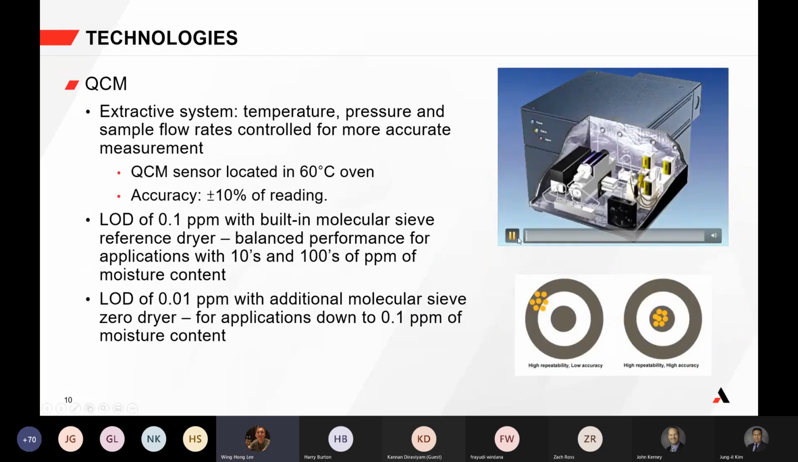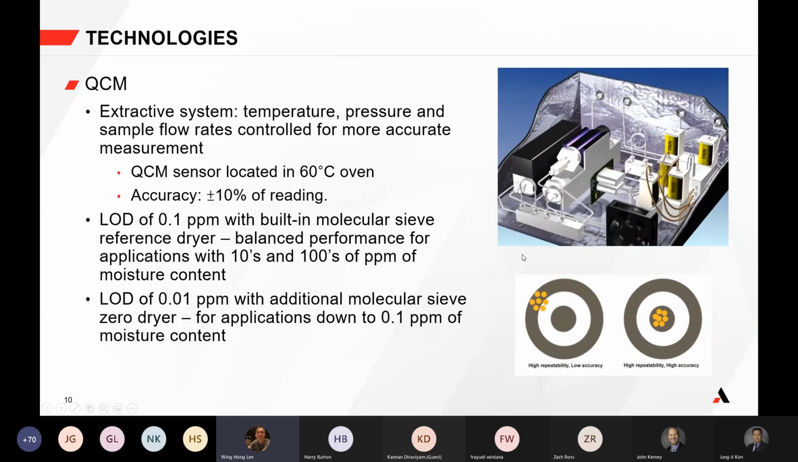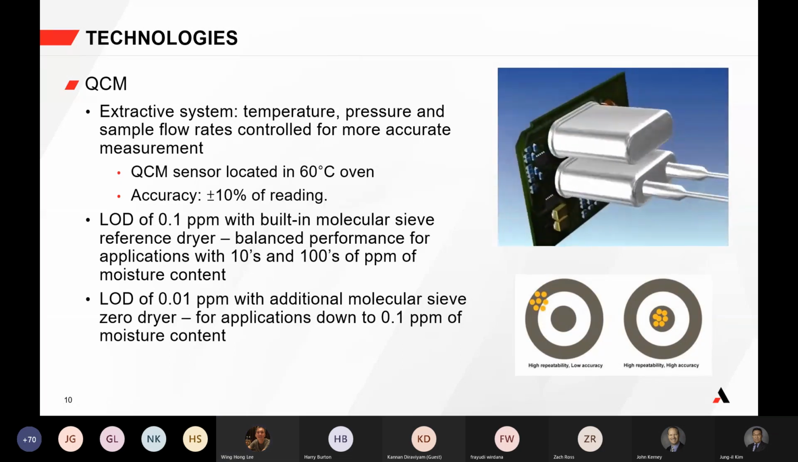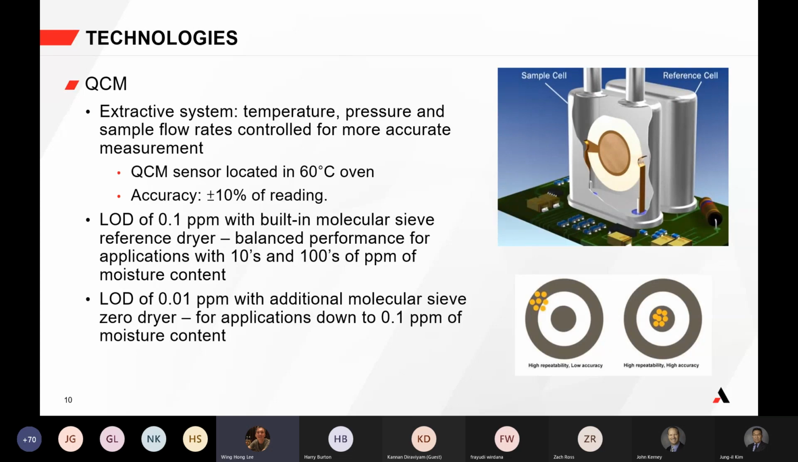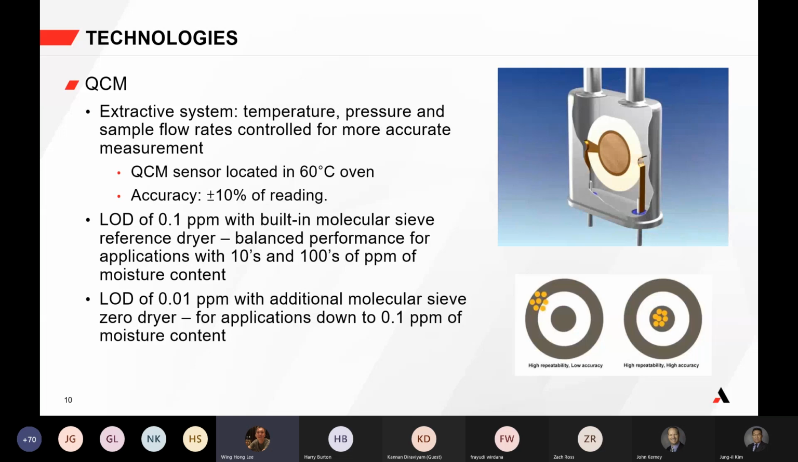The quartz crystal sensor, which is the size of a coin, together with a similar but sealed quartz crystal to serve as the reference oscillator, are located in an oven maintained at 60 degrees Celsius. With an extractive sample system, the temperature, pressure, and sample flow rates are controlled, resulting in more accurate moisture measurement. The system provides a measurement accuracy of 10% of reading.